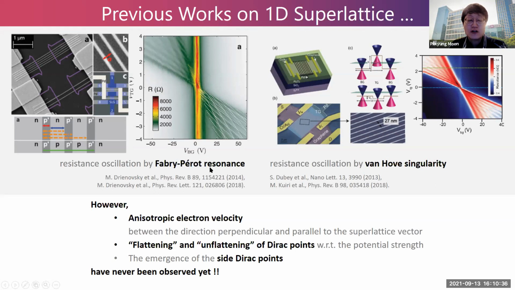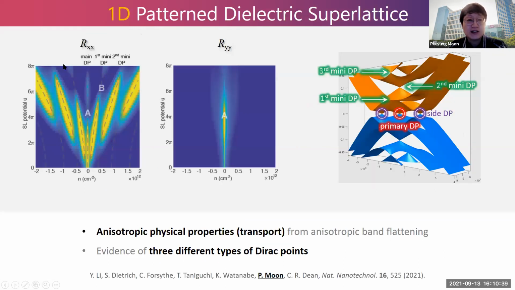Well, in collaboration with the experimental group, we show that the resistance along the direction parallel to the period and perpendicular to the period are completely different. So the system has 3 different groups of Dirac points: the primary main Dirac point, the side Dirac point, and the mini Dirac point, or sometimes we call it a satellite Dirac point. The fact that we get a strong resistivity peak at 4 pi of RYY is the evidence of the flattening of the primary Dirac point.